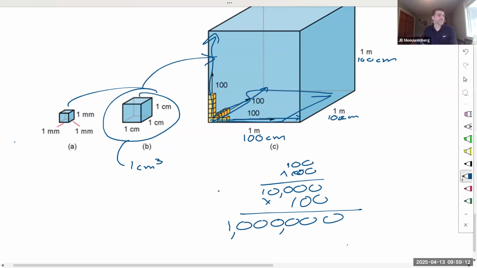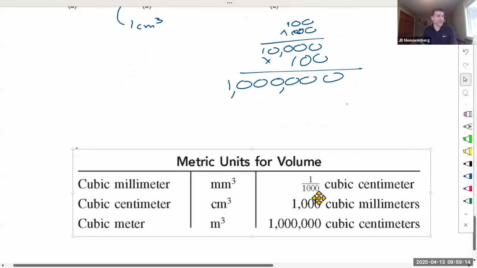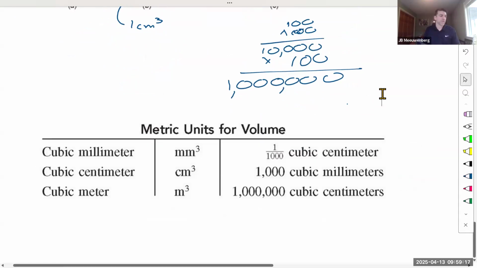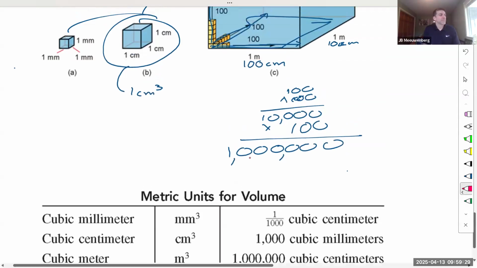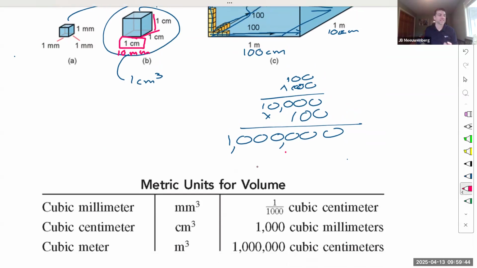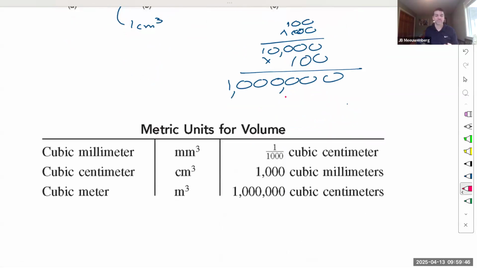We can summarize some of these conversions or relationships with this chart. We just did this one. 1 cubic meter has 1,000,000 cubic centimeters. 1 cubic centimeter is 1,000 cubic millimeters. Why is that? Because each centimeter is made up of 10 millimeters. So this would be 10 millimeters by 10 millimeters by 10 millimeters. 10 times 10 times 10 is 1,000.